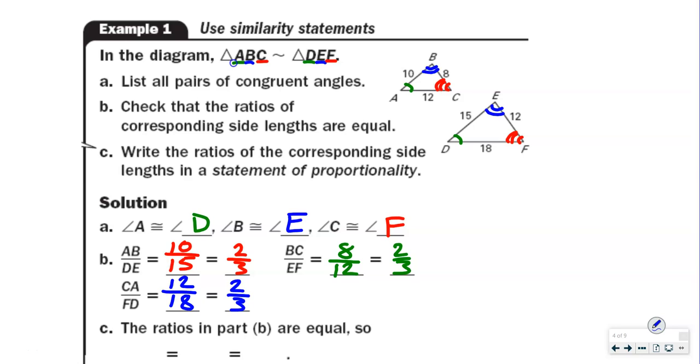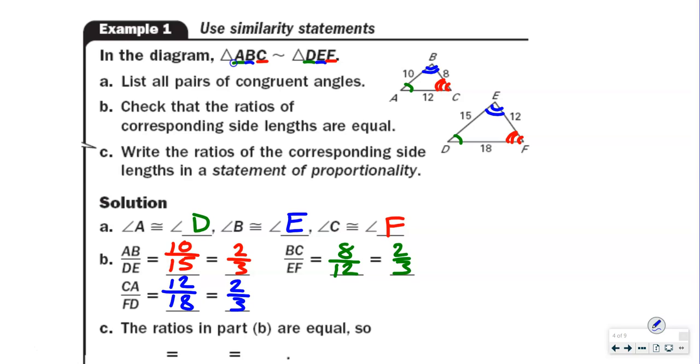So my ratios of corresponding side lengths are equal. That tells me that my triangles are similar. If any one of those was different, was not 2/3, and if two of them were 2/3 and one of them was 1/3, then my triangles would not be similar.